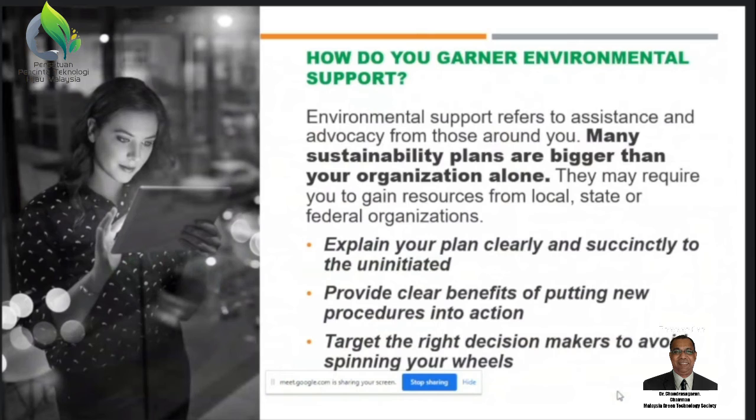Okay. That means when you have a sustainability plan now, next, you want people to support your plan. All right. You want people to support your environmental plan. So environmental support refers to assistance and advocacy from those around you. Many sustainability plans are bigger than your organization alone. They may require you to gain resources from local, state, or federal organization.